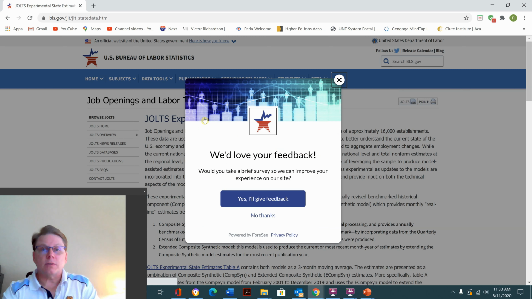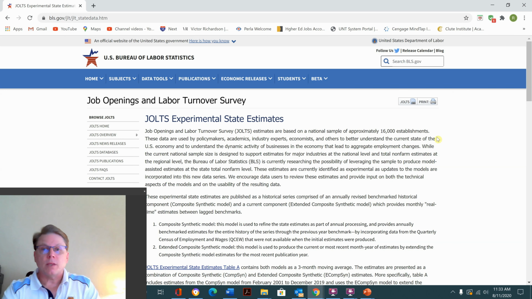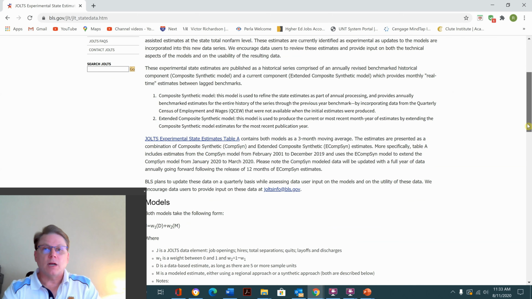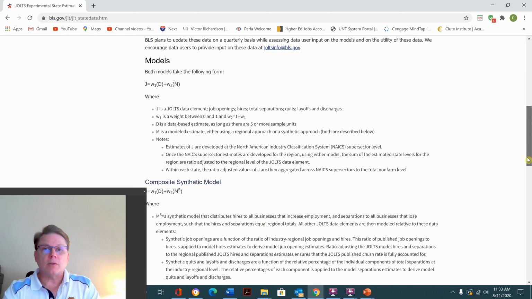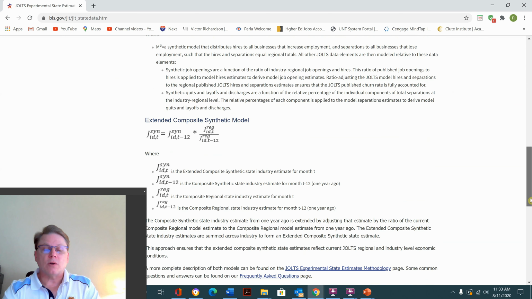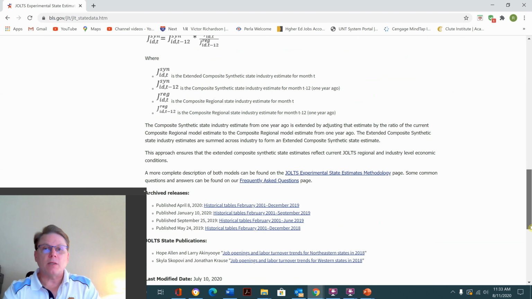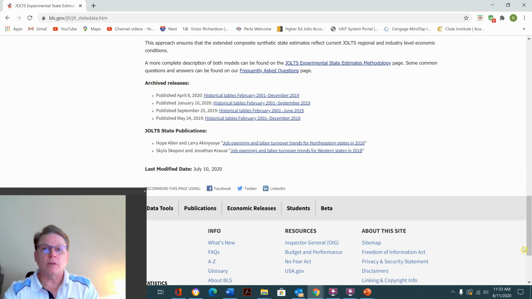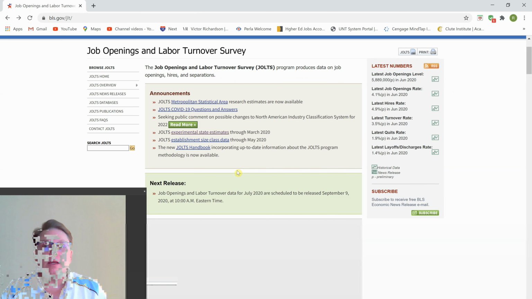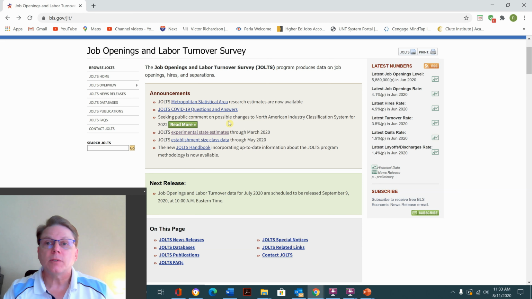JOLTS statement estimates. So here's a detail of what JOLTS is, and then the models that they use. There are all the mathematical formulas that are used to determine what JOLTS is and what the factors are that determine JOLTS. Okay, and then research estimates are now available.